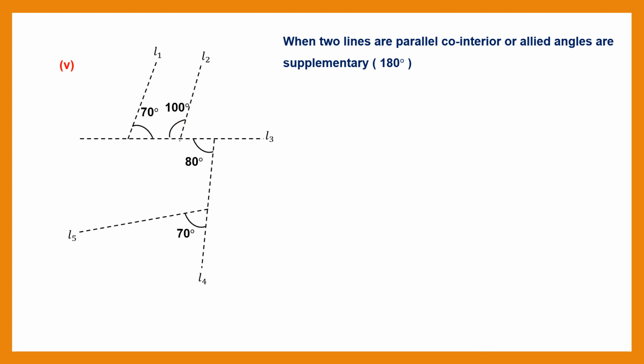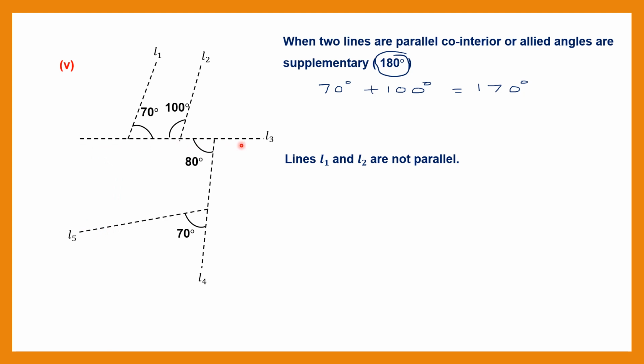So let's see that. Let's add up 70 degrees plus 100 degrees is equal to 170 degrees. It's not adding up to 180 degrees. That means lines L1 and L2 are not parallel. So lines L1 and L2 are not parallel because the two co-interior angles did not add up to 180. That is the reason. Now let's look at lines 3 and 5.